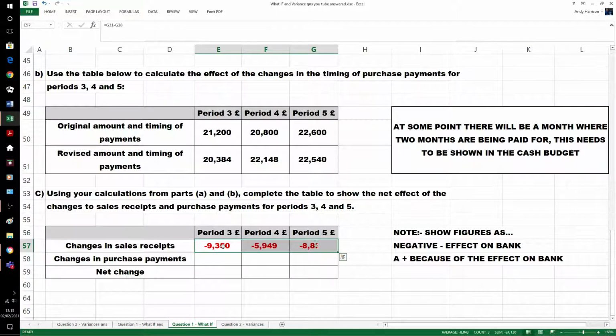And these are all going to be negatives, mainly because of the 8%, but also the delay as well. So delay is a temporary thing that will work out in the long run. The 8% is lost revenue. So our purchase payments, and we've got to do the other way around because these are now payments. So this will be a positive number. It's going to improve our bank balance.